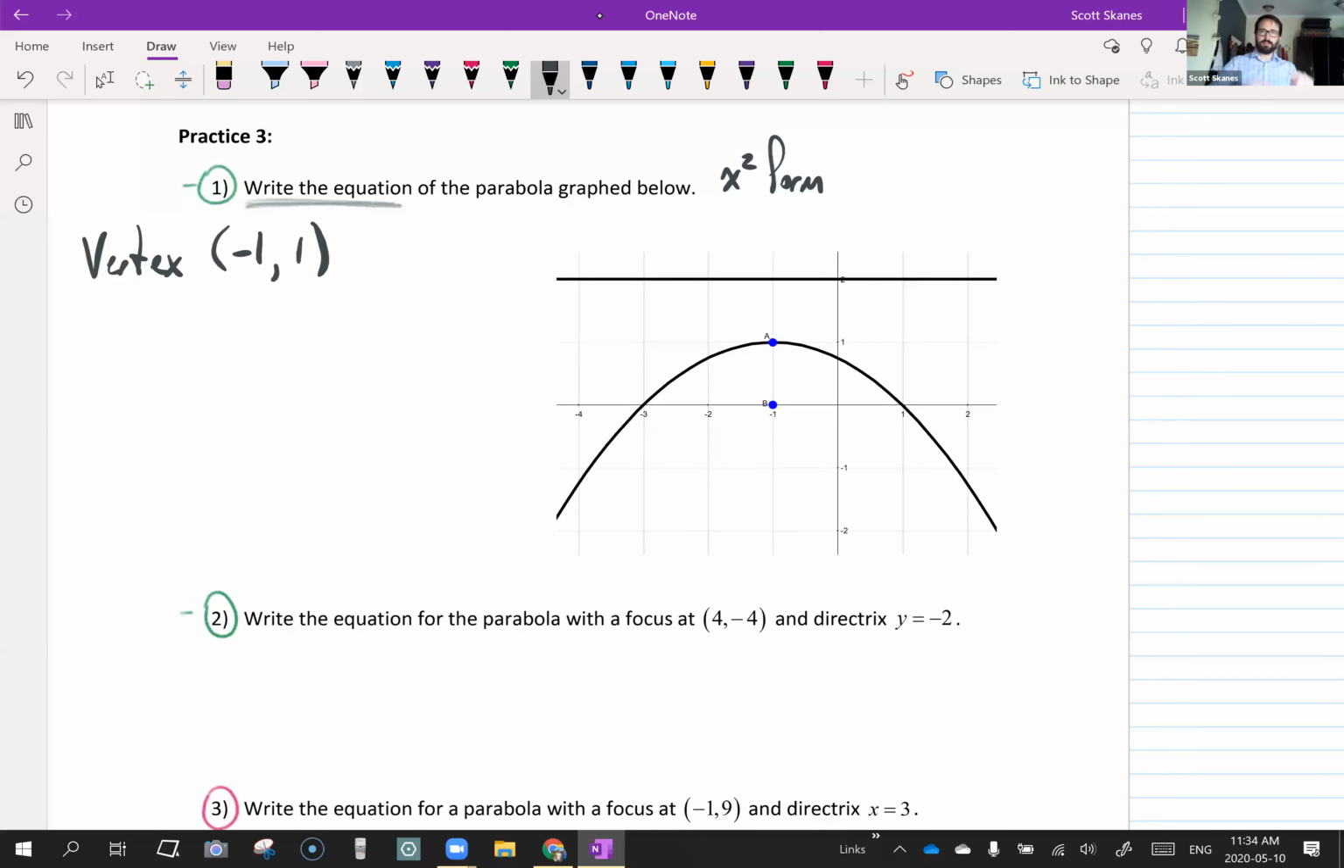Hopefully you can notice that it's either a sad face or a happy face. It's not sideways. So it's x squared form, and it opens down. So what we should get is a negative p-value. Our p, if we solve for it, needs to be negative. If it's not negative already, we need to make it negative.